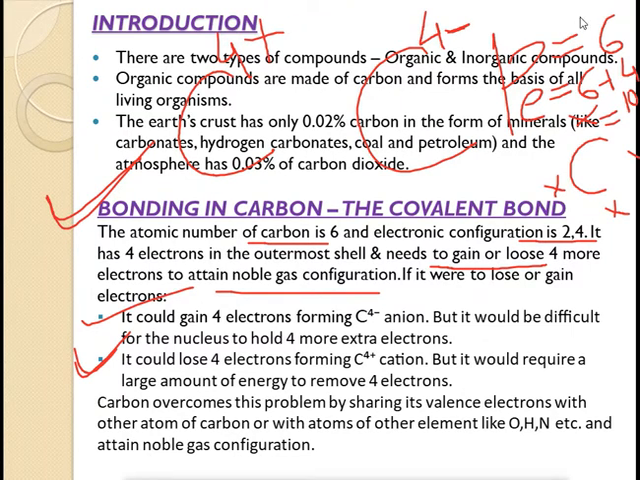So both the cases are not at all possible. It cannot gain electrons because the small nucleus cannot hold those 4 extra electrons, right? And it cannot lose electrons because carbon doesn't have that much energy to lose them. So we cannot do either of these things. So what will carbon do? Carbon overcomes this problem by sharing its valence electrons with other atoms of carbon or with atoms of other elements, right?